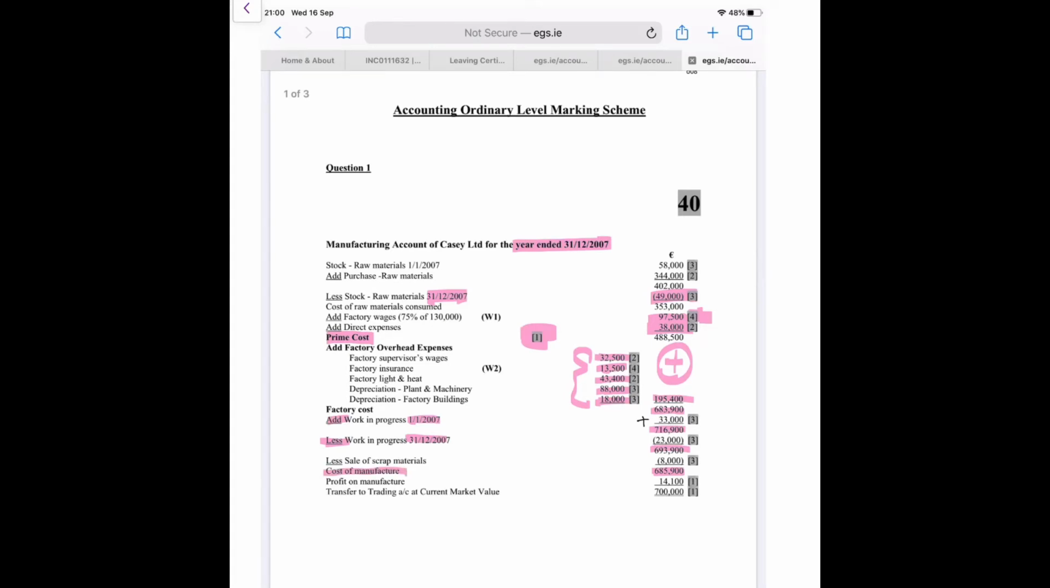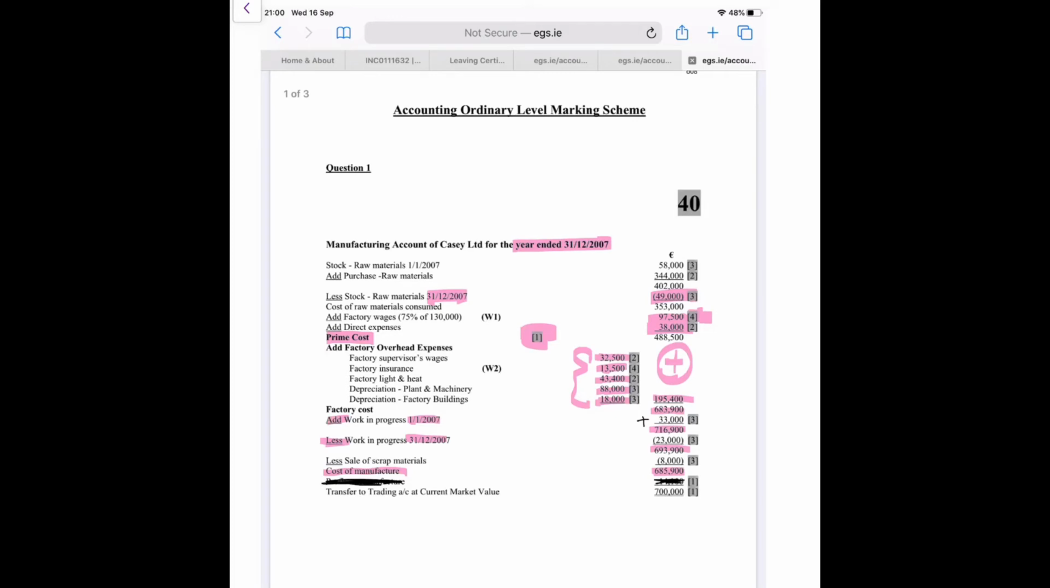What you should do then is put a line through this for the minute. You should skip a line there, okay? So once you get to cost of manufacture, skip a line and then put in transfer at current market value, and that's your 700,000. You're given the 700,000 in the question, okay? Sometimes they won't have given you a current market value, and that means you just end at your cost of manufacture, okay? But when you're given it, once you get to cost of manufacture, skip a line and then put in transfer at current market value.